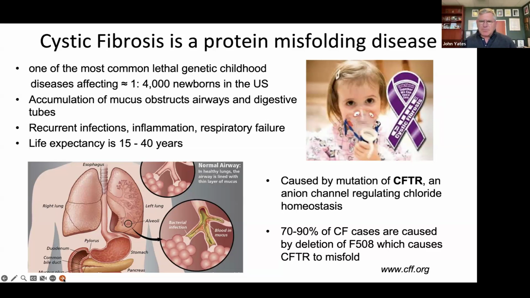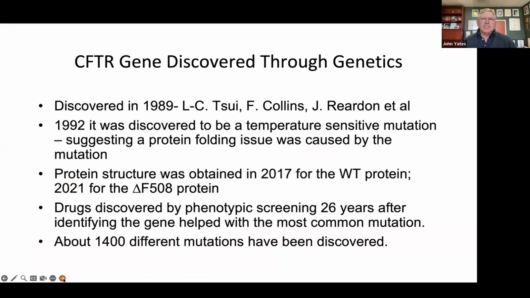About 70 to 90% of CF cases are caused by deletion of F508, the delta F508 mutation, and that causes the CFTR protein to misfold. As I mentioned, the CFTR gene was discovered through genetics. It was discovered in 1989 by Lap-Chee Tsui, Francis Collins, and Jack Riordan, and postdocs and grad students that were involved in that project. It made rock stars out of Lap-Chee and Francis Collins. Francis Collins went on to become director of the Genome Project and then director of the NIH.